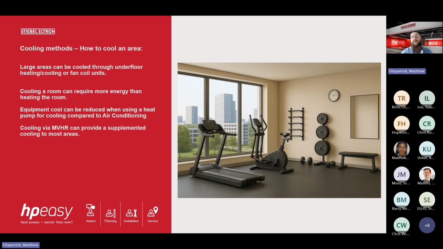Now, when we compare fan coils on the floor and a heat pump system compared to AC, not only is the equipment cost more favoured towards the air source or ground source heat pump system, but also the longevity, service and maintenance costs are a lot cheaper than having two systems.